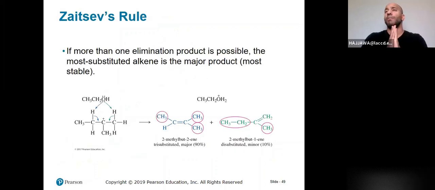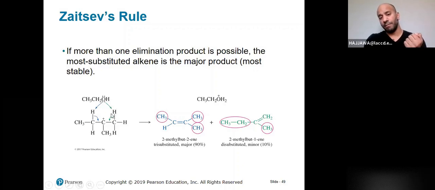So Zaitsev's rule. This rule becomes very important when we have more than one hydrogen that can be abstracted. What is that supposed to mean? If I have a structure like this, I have a carbocation sitting on a carbon that has a methyl versus an ethyl. So this carbon is a primary, this carbon is a secondary. Once that carbocation is formed, the base is going to abstract a hydrogen. Which one is it going to abstract? The green, or the blue?